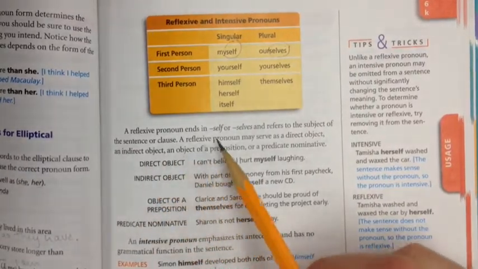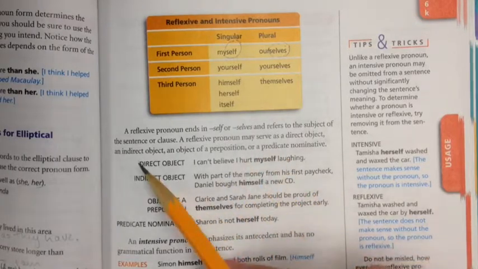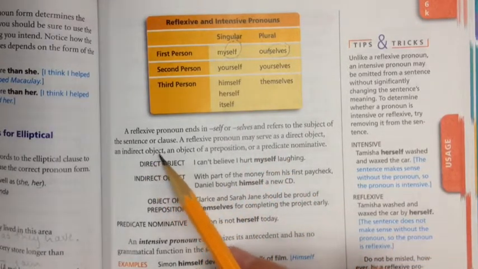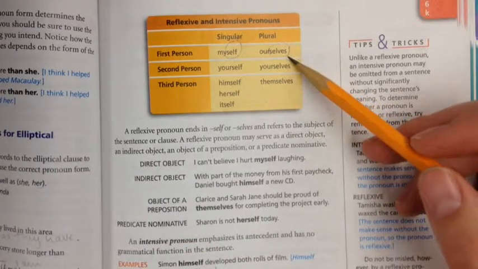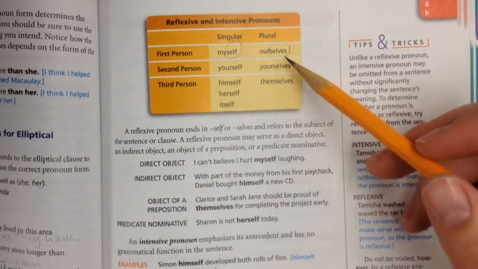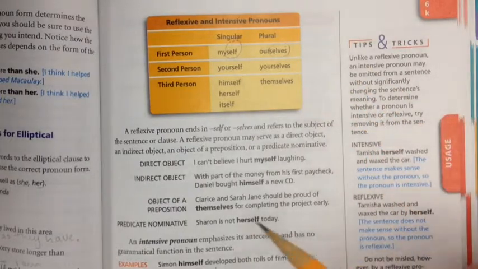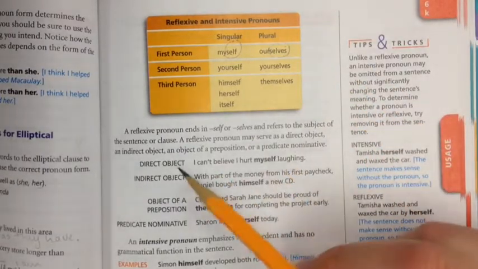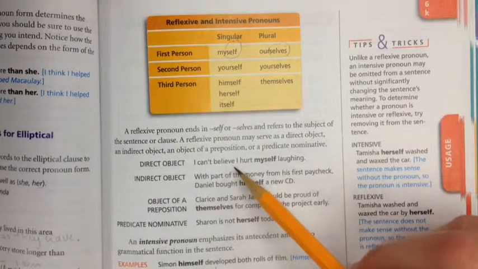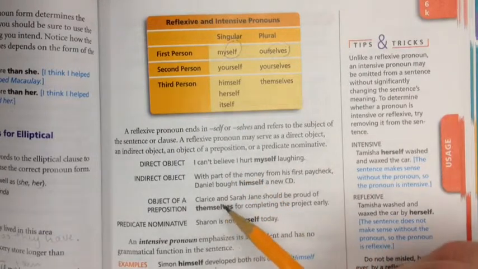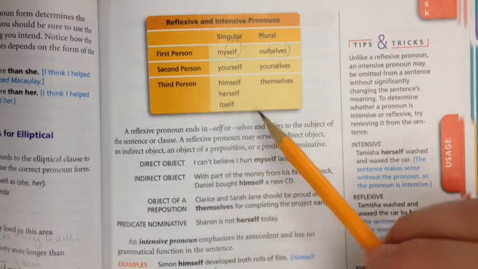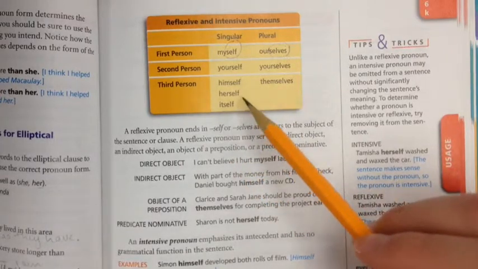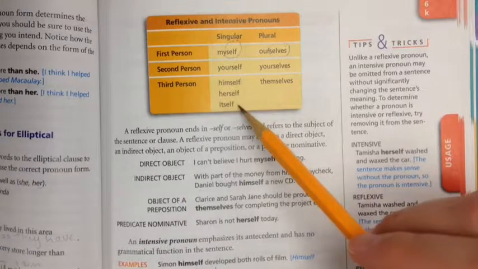A reflexive pronoun ends in self or selves and refers to the subject of the sentence or clause. So these cannot be used as subjects. They all have to refer to the subject. They can be used as a direct object, indirect object, object of preposition, predicate nominative. Any way you can use a pronoun, you can use a reflexive pronoun except for a subject. You can never use these as a subject, and that's the big rule.